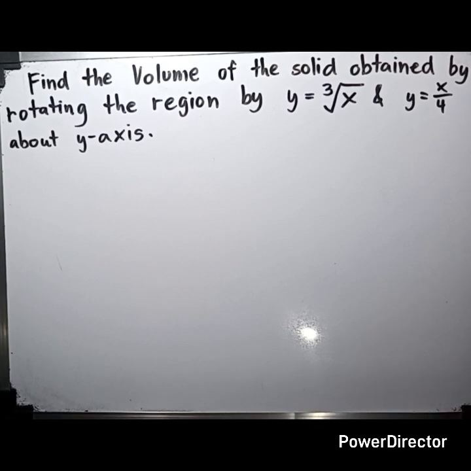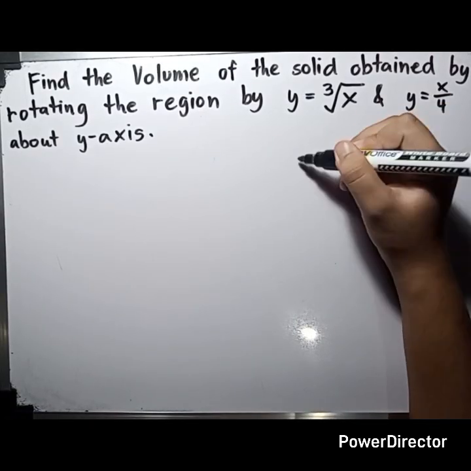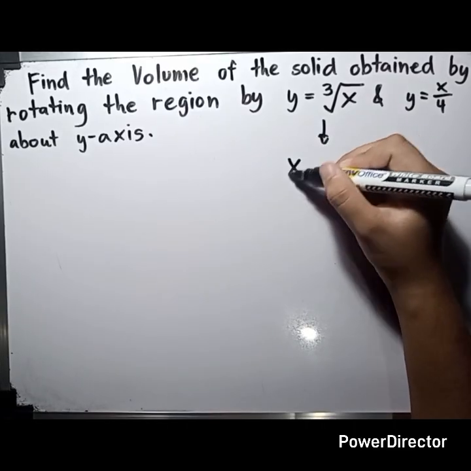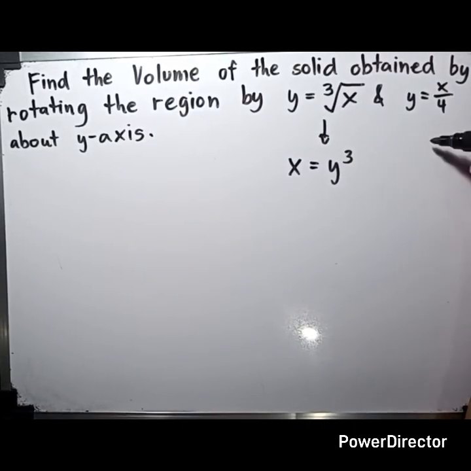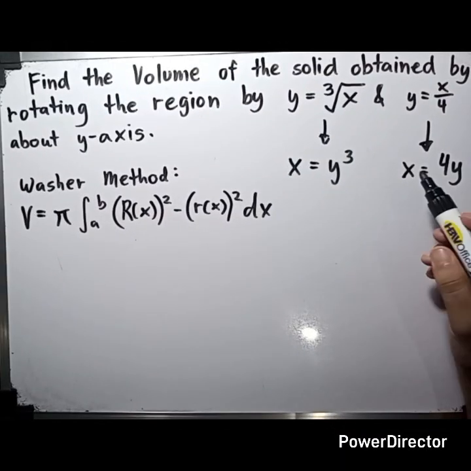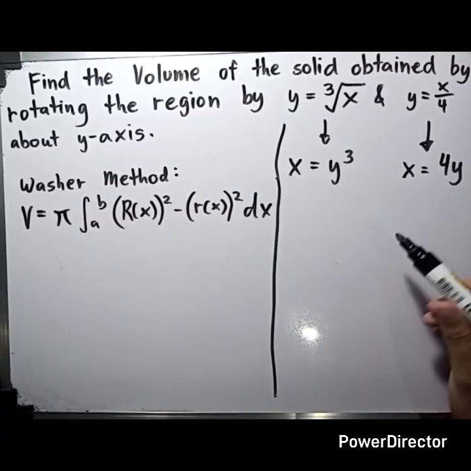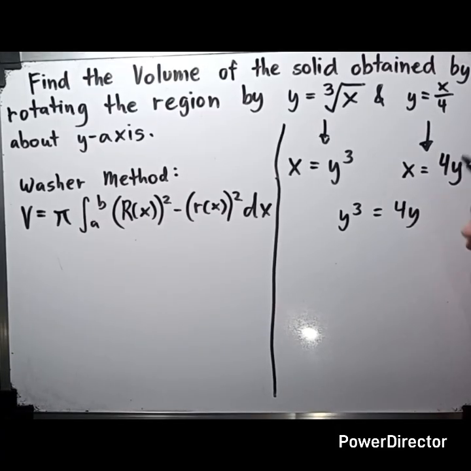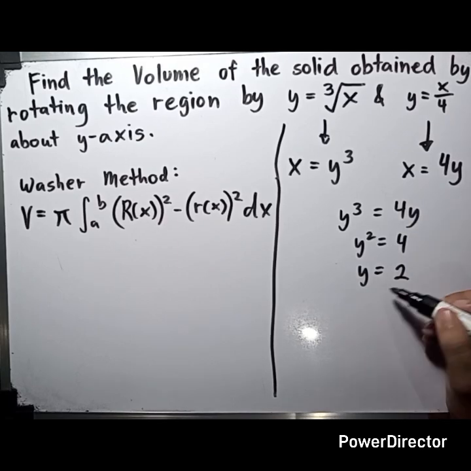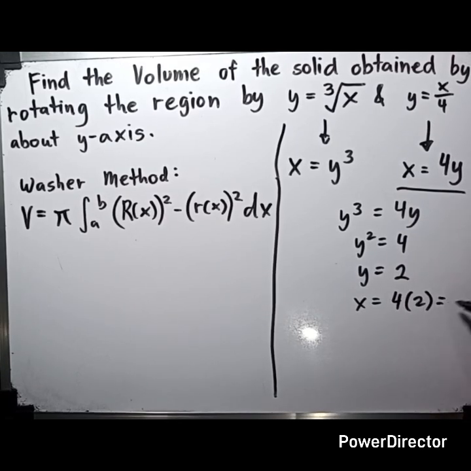Let's proceed to solve a problem. Find the volume of the solid obtained by rotating the region bounded by y equals cube root of x and y equals x/4 about the y-axis. Rewrite the given functions to separate the x, which might be helpful in the future. Let's equate the two given functions to find the points of intersection of the region. We have obtained a point 8 and 2.